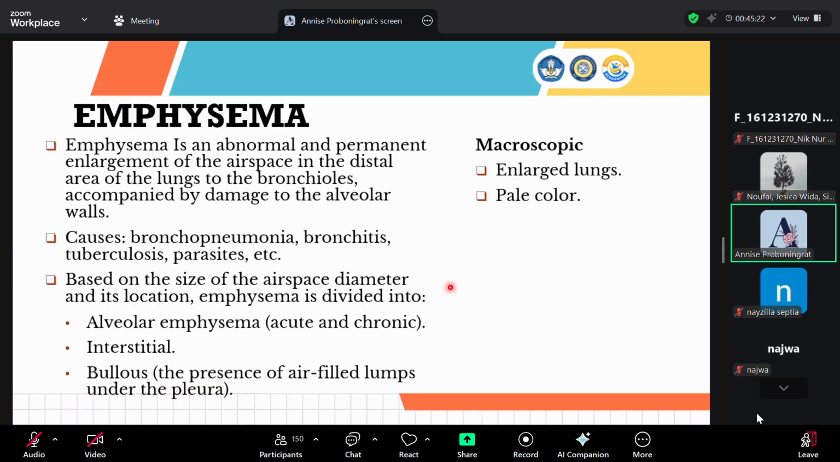And then emphysema is an abnormal and permanent enlargement of the airspace in the distal area of the lungs to the bronchioles, accompanied by damage to the alveolar walls. It can be caused by bronchopneumonia, bronchitis, tuberculosis, parasites, and based on the size of the airspace diameter and its location, can be divided into alveolar emphysema, interstitial emphysema, and bullous emphysema.